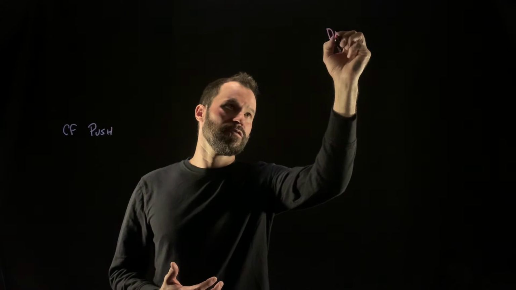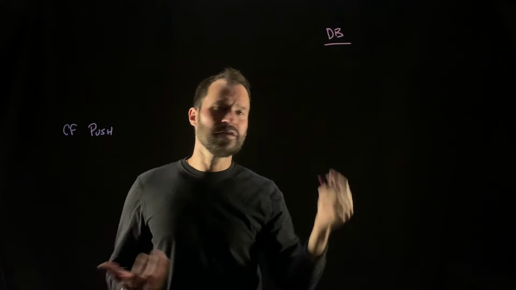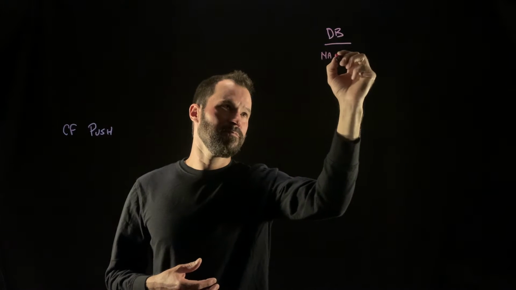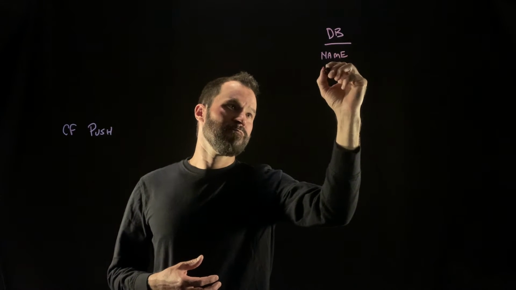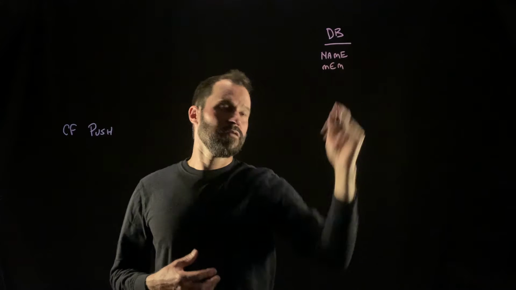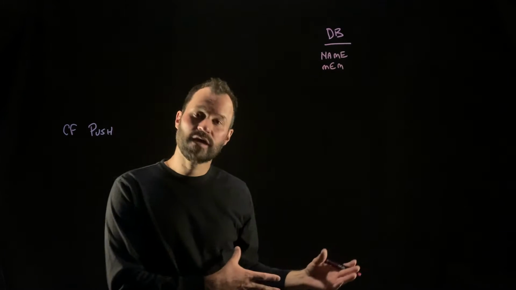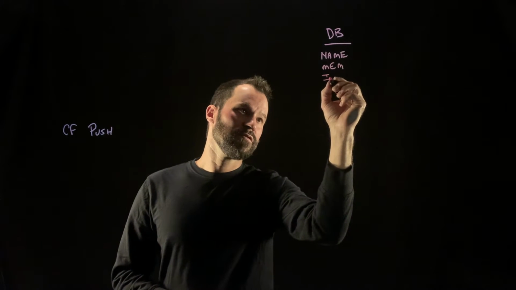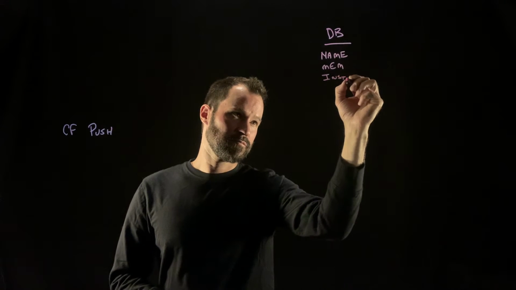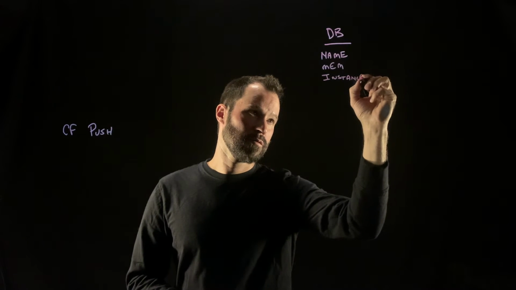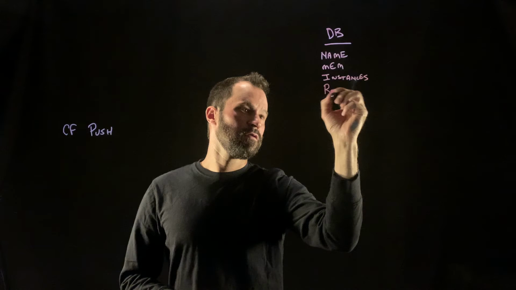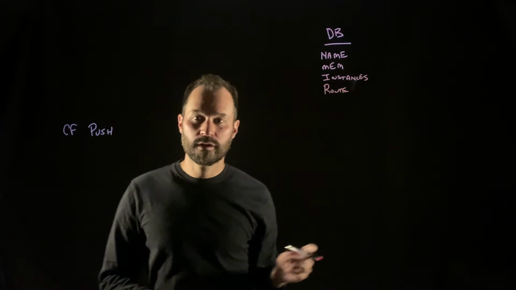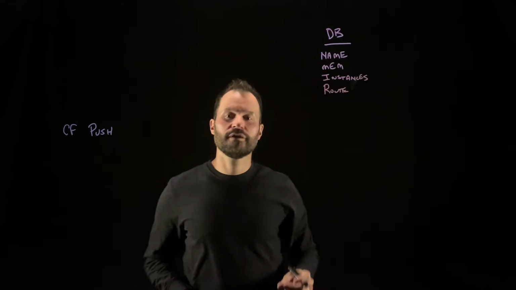So when you do a push, the first thing that happens is that information gets stored in a database. It's things like the name of the application, the amount of memory to allocate to each application instance, the number of instances, the route to use for your application. And that information gets stored in a database.